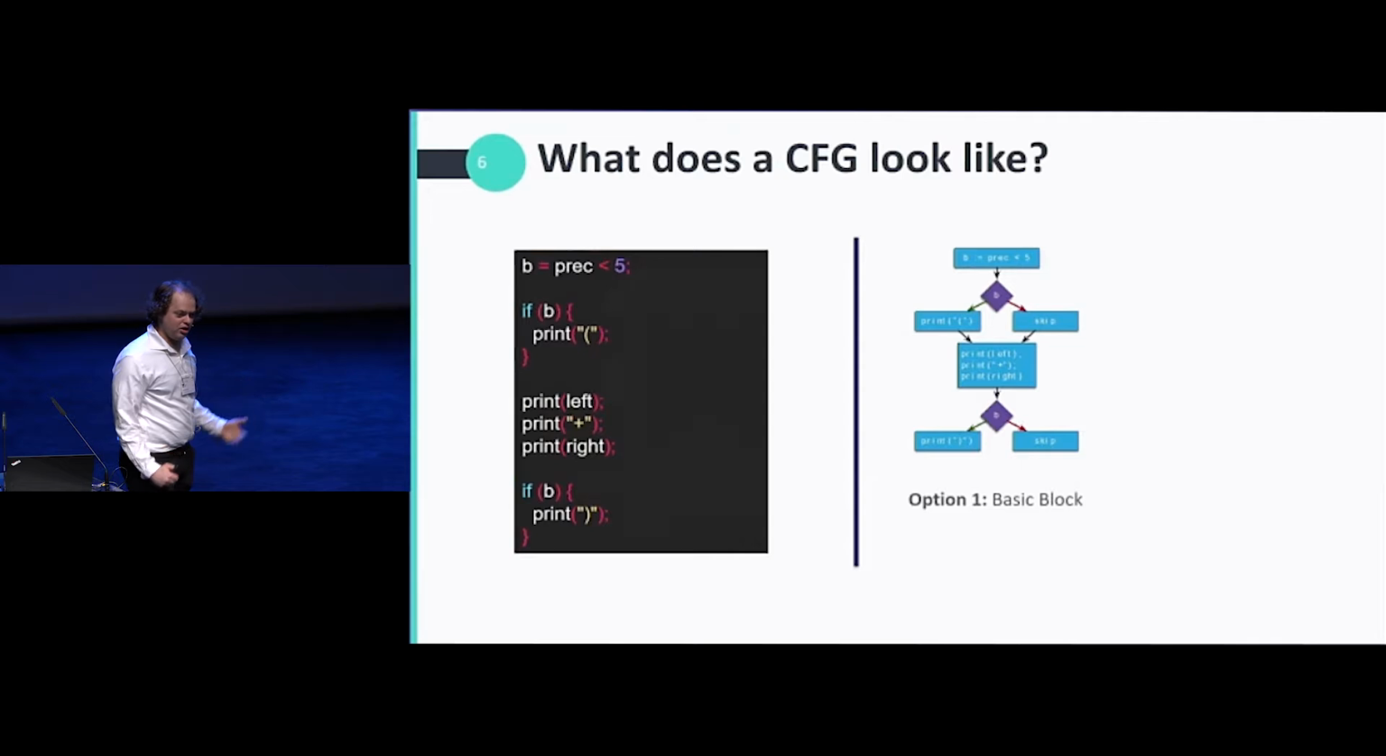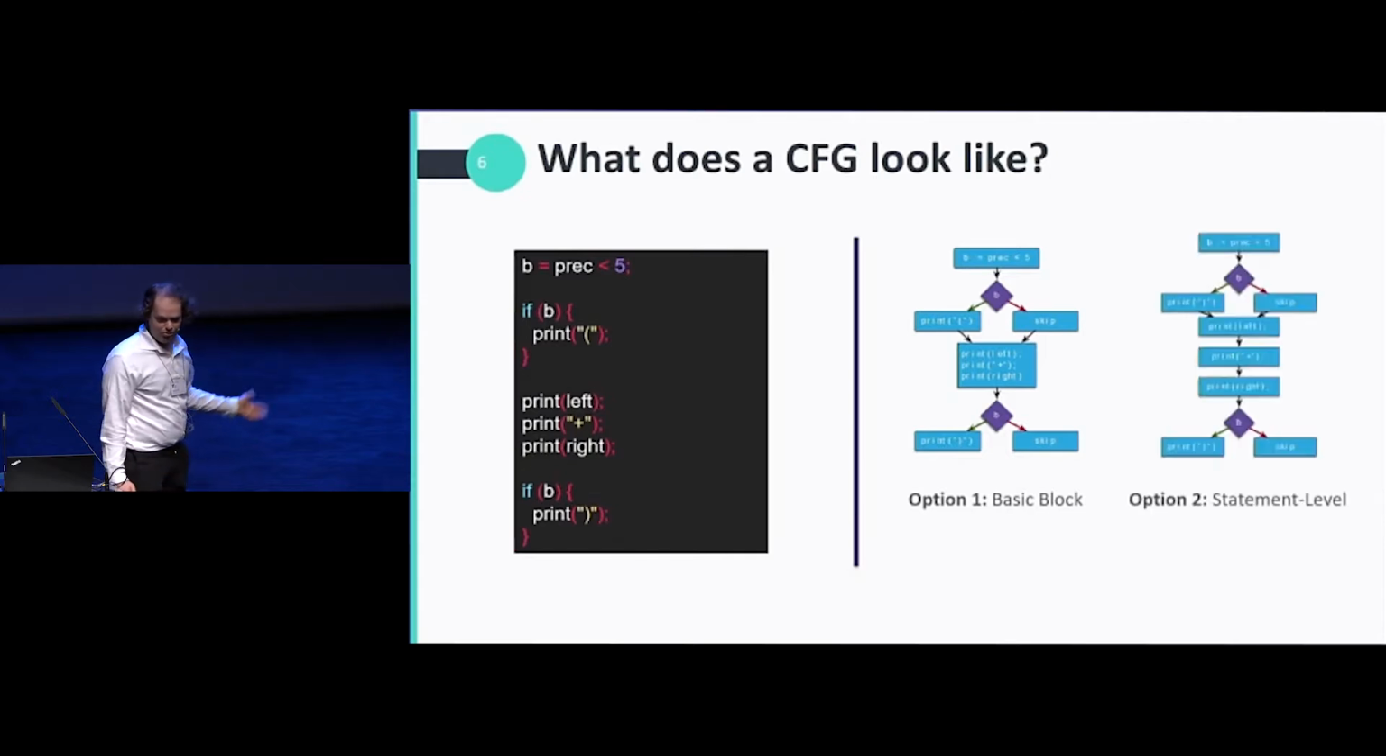This is the basic block control flow graph, and it's really nice because it has few nodes and a small memory footprint, so it's very fast, you can compile fast. But it's also a little inelegant to squash things together like this. So the previous talk, I believe, used this kind, the statement level, where you have one node per statement and you just don't squash together straight line code.